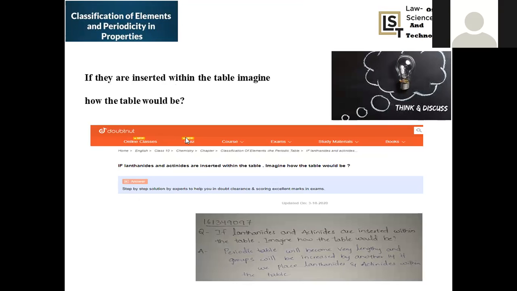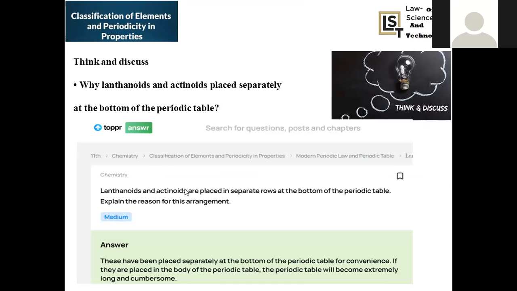And one more answer which I collected for the same question is from Doubtnut. Thank you for your contribution too. The periodic table will become very lengthy, and the groups will increase by another 14. Already we have 18 groups in the main periodic table. If f block elements were also incorporated in the mainstream, what happens? 14 more groups we would have to add. 14 more blocks would be needed. That is not convenient to frame on a single page. That's the reason why it is not practically applicable to frame all the elements in a single stream. That's the reason why f block elements are kept separately.